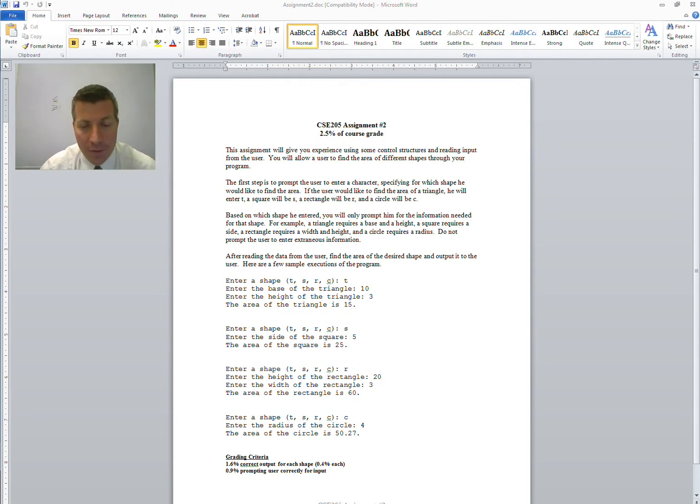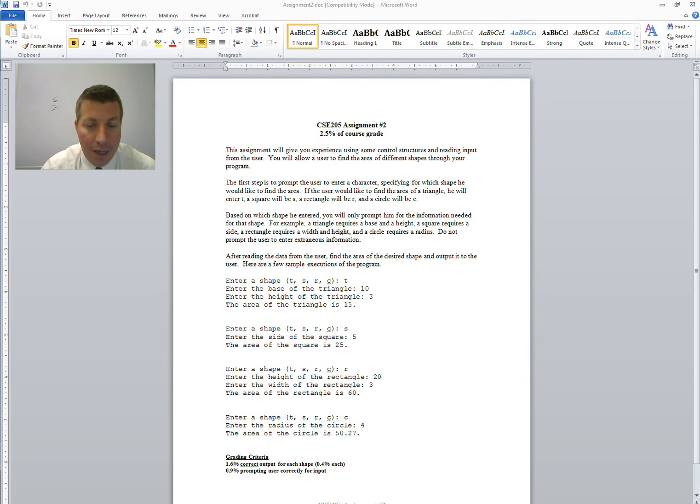The formulas for all of these shapes, if you don't know how to find the area of each of these shapes: triangle, 1/2 base times the height. A square is just the side squared. The rectangle is width times height. And the circle is pi times the radius squared. You can look those up also if you don't know them already.